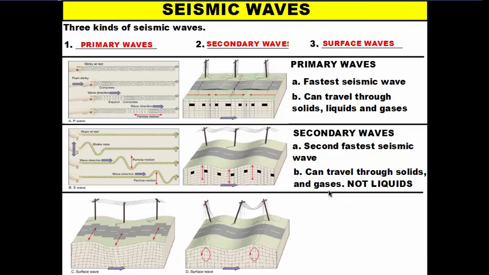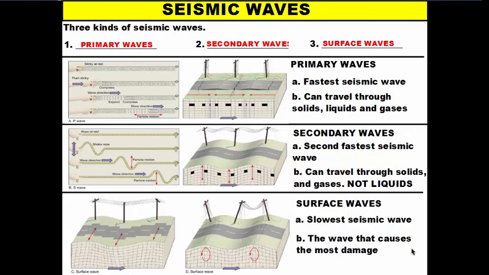All right, and then lastly, we have the big waves, the waves that do all the damage. These are called the surface waves. The surface waves are going to be the slowest waves, so they are the last waves on the scene. Despite the fact that they're the last waves on the scene, they are the most damaging or most violent waves.